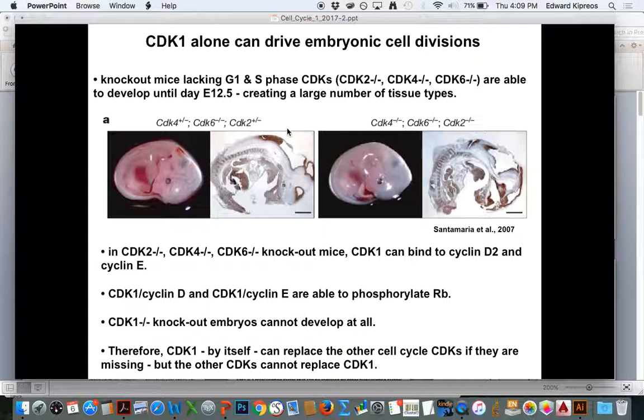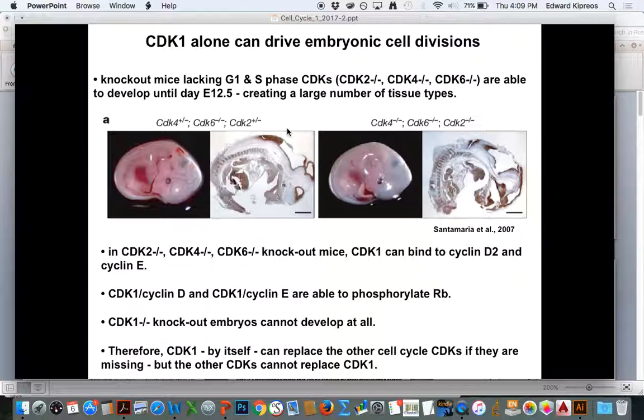Okay, so that's CDK2 for G1S, CDK4 and CDK6 for G1. So they're going to knock out all three of them. They're making a mouse, and it turns out that if you have just one copy of CDK2, then you're actually okay. You can get past that initial point, which in this case is 12.5. But when you get rid of all of them, they arrest at 12.5.